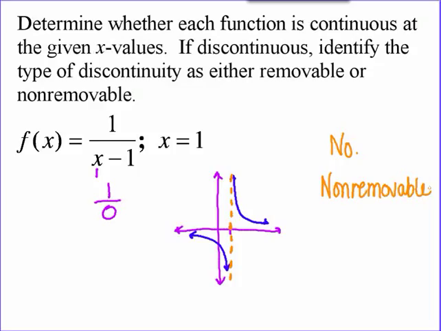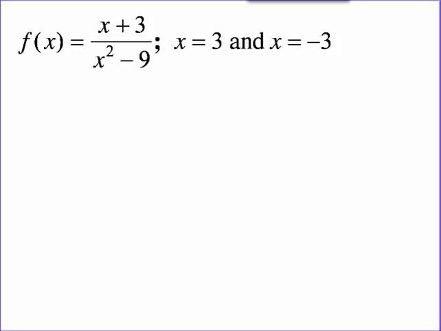Okay, so let's go ahead and look at this one. This one actually has 2 discontinuities, so we need to evaluate it at each. We need to determine, is the graph continuous at 3? Is it continuous at -3? So we're going to break this into 2 answers. First, we're going to look at x equals 3, and then we'll go through the same process for -3. Is the graph continuous at x equals 3? Yes or no?